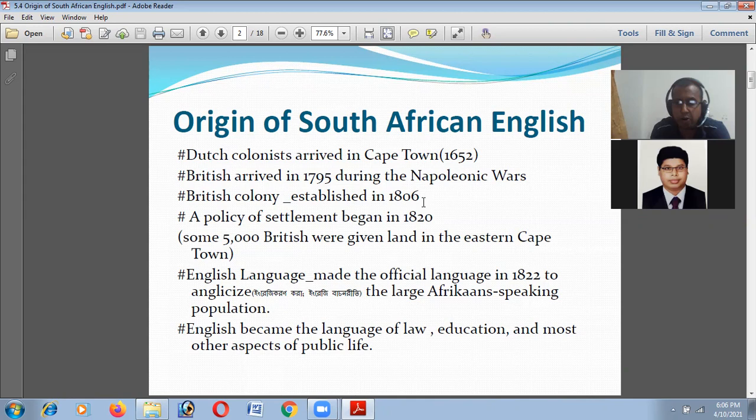English was made the official language in 1822 to anglicize the large Afrikaans-speaking population. So in South Africa, most of the people speak their regional language, that is, the South African language. But English became the official language in 1822. And after 1822, English became the language of law, education, and most other aspects of public life.